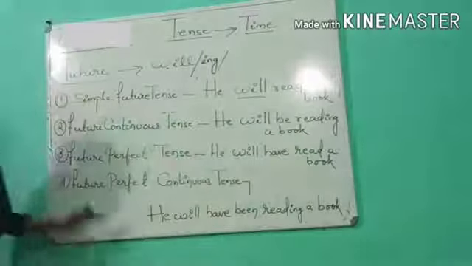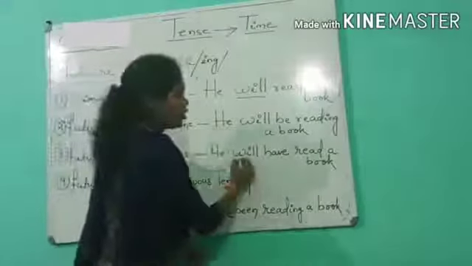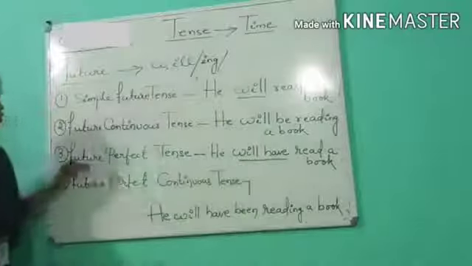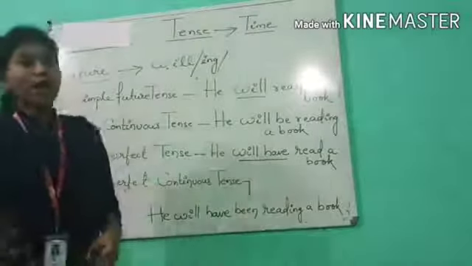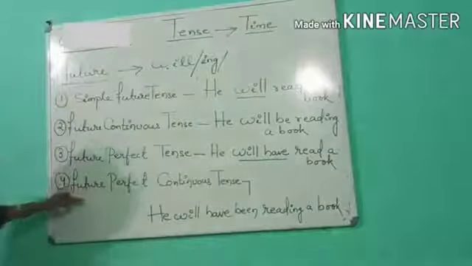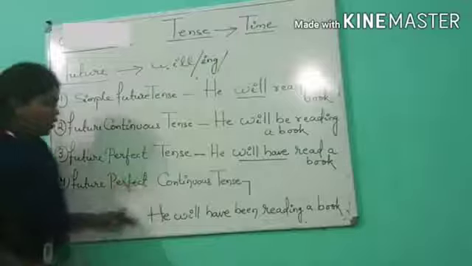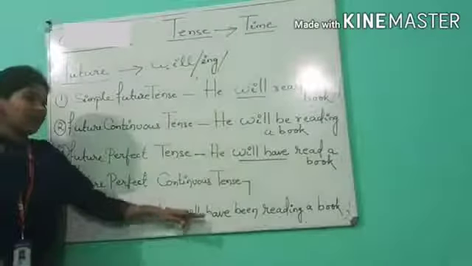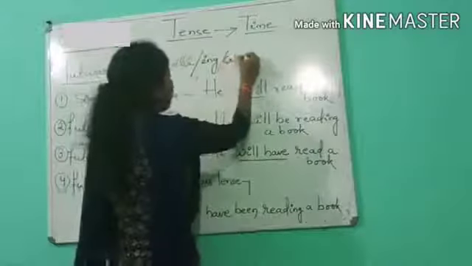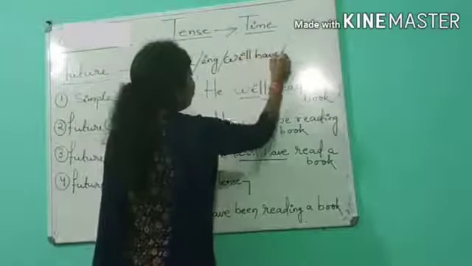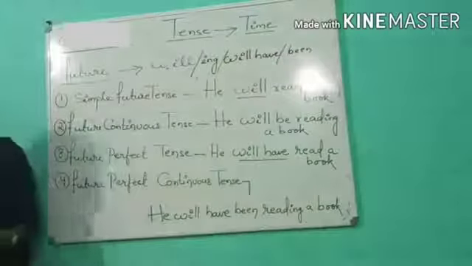Okay, and the third one is future perfect tense. He will have read a book. So this is future perfect tense, that means the work is already done. He will have read a book, right? And the last one is future perfect continuous tense. Then here the example is he will have been reading a book, right? Will have been reading a book. Okay. So I hope these 3 tenses are clear to you all.